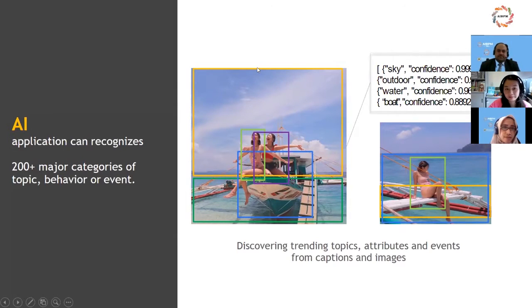So from this picture, you can see that the AI software can discover the trending topic, like the picture with the model. They show confidence, there's outdoor, and they have the water like a summer, and they like to go for the boat trip. So the AI can discover the trending topics, attributes, and events from captions and images.